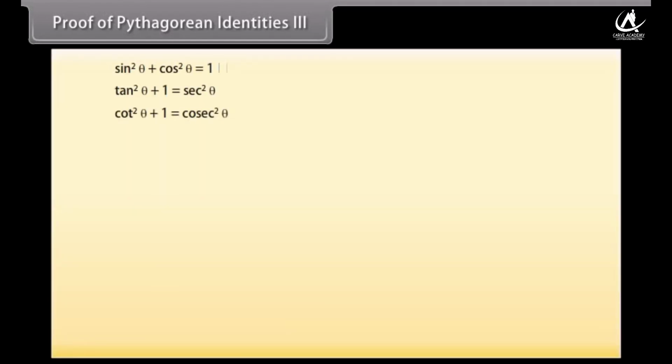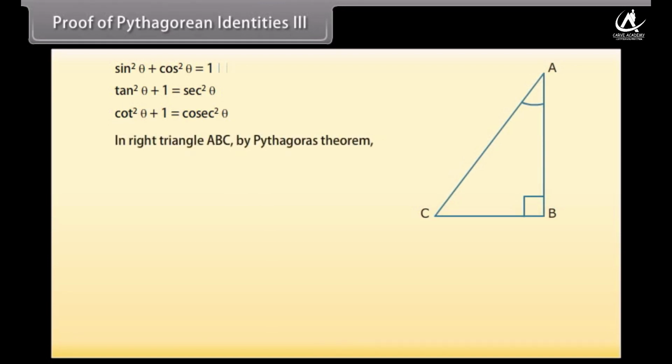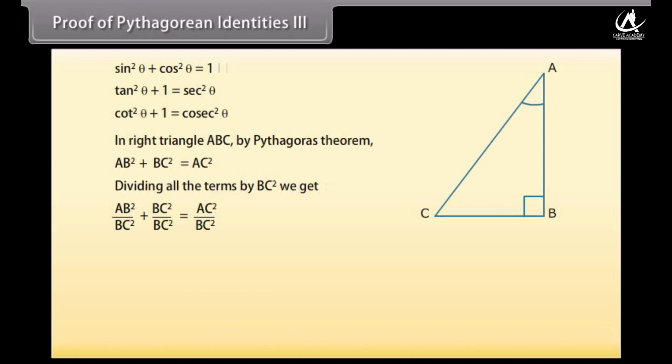Proof of Pythagorean identities 3. The last identity is cot square theta plus 1 is equal to cosec square theta. To prove this, we will again take a right triangle ABC. So, by Pythagoras theorem, AB square plus BC square is equal to AC square. Dividing all the terms by BC square, we can write it as (AB upon BC) whole square plus (BC upon BC) whole square is equal to (AC upon BC) whole square. That is, cot square A plus 1 is equal to cosec square A.